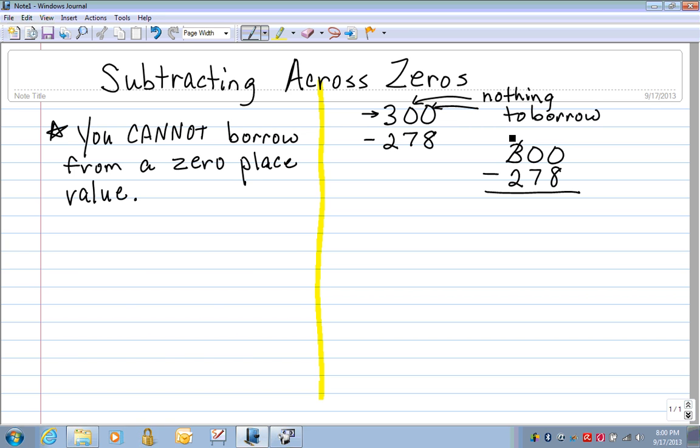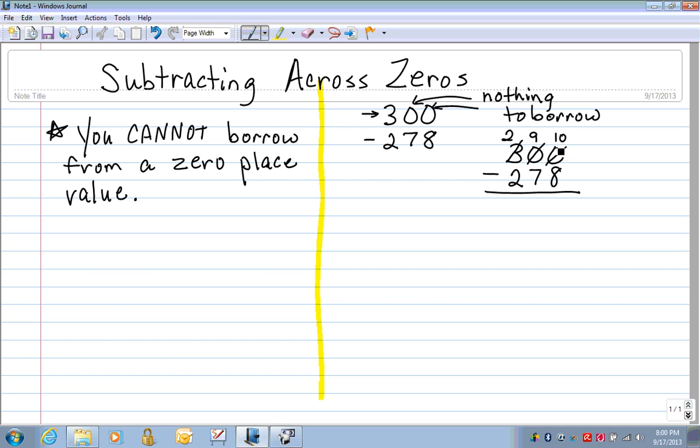I make this a 2. I change this 0 to a 9, and I make this 0 a 10. So the last 0 is a 10, the one I need to use first. All the other zeros would be 9s. Basically what I'm doing is taking this 300 and I'm making it 200 plus 90 plus 10, which is equal to 300. I'm just spreading it out so I can use it in my place values.